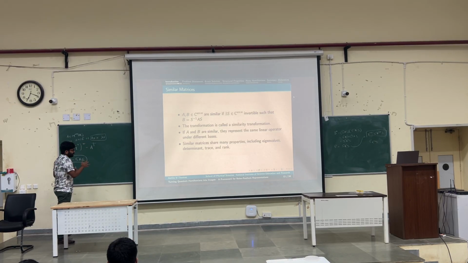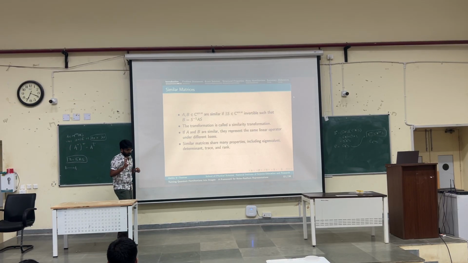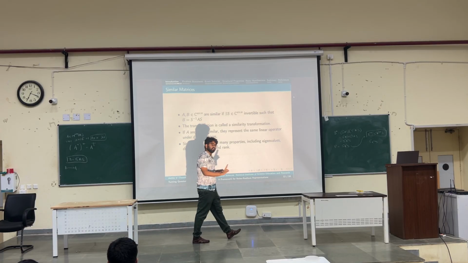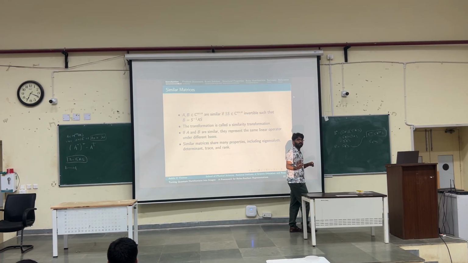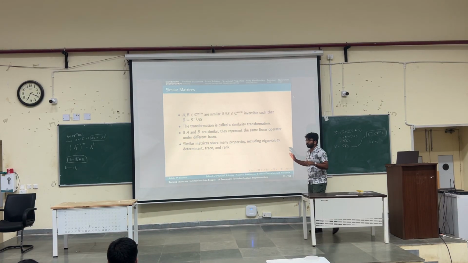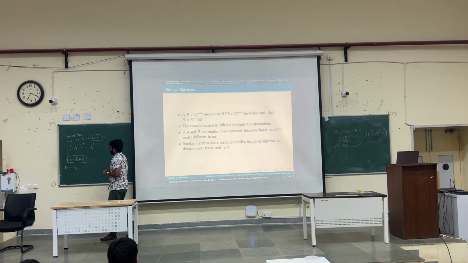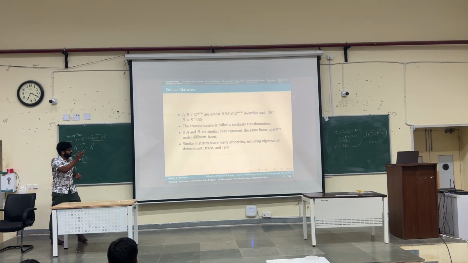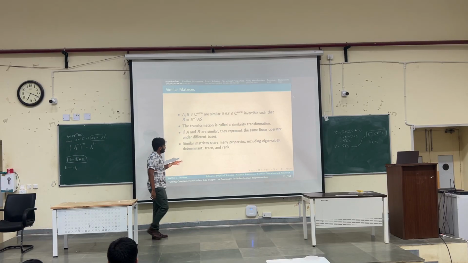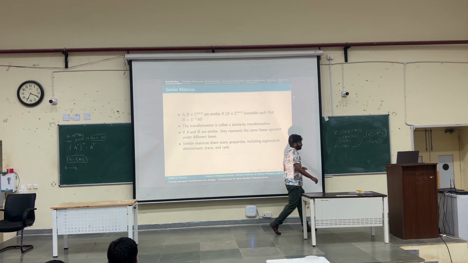You can prove it easily, but I'm not proving it right now. The first statement is that an n-cross-n matrix can have at most n eigenvalues. An n-cross-n matrix can have at most n eigenvalues, and the next statement will come. Do you know what the determinant is? I'll just define what it is.